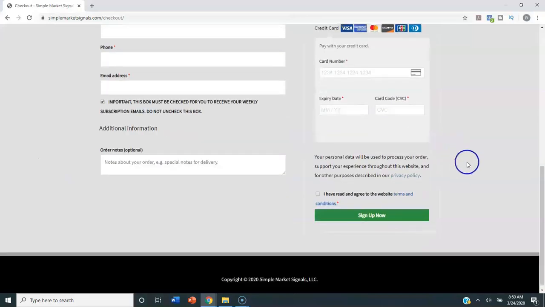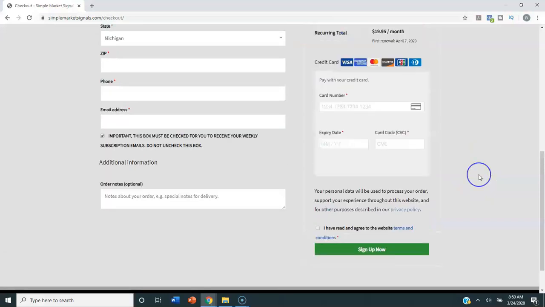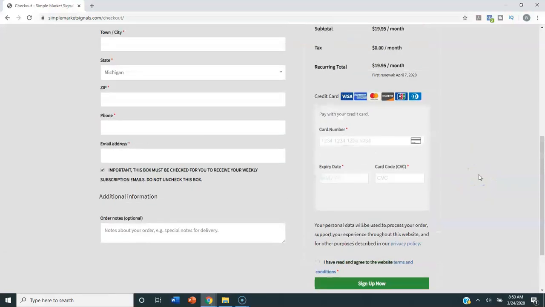You will need to accept the privacy policy and check that box that says you've read and agreed to the terms and conditions. Click the Sign Up Now button, and it's that easy, guys. It's probably going to take you maybe 4 or 5 minutes total to fill in everything and subscribe to Simple Market Signals.